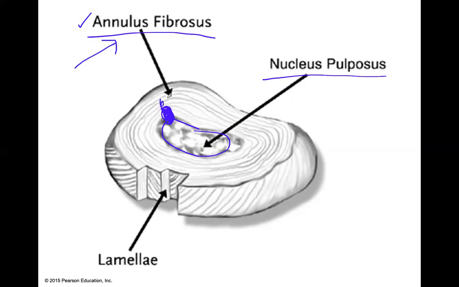Sometimes it can break all the way through here, and sometimes it can even separate. That becomes a problem, especially if it's separated and part of the disc fragment is actually sitting on a nerve. That becomes extremely painful, and you can get wasting away of muscles if that happens.